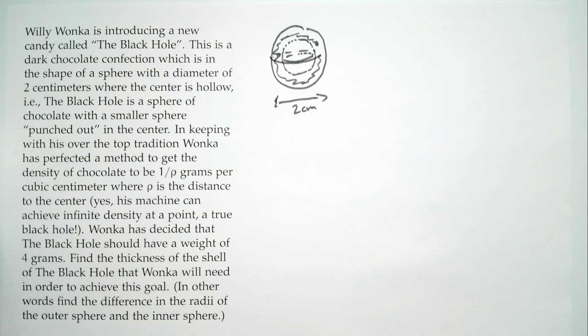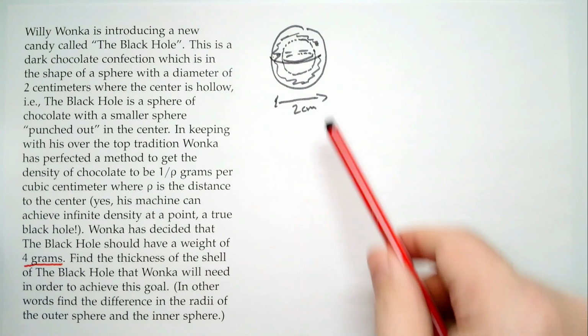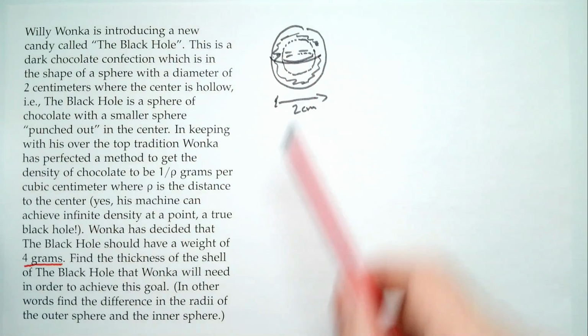Now, of course, the physicists will say, grams aren't weights, but that's all right. We're mathematicians. We'll say grams are weight. Find the thickness of the shell of the black hole that Wonka will need in order to achieve this goal. In other words, what's the difference between the radii?